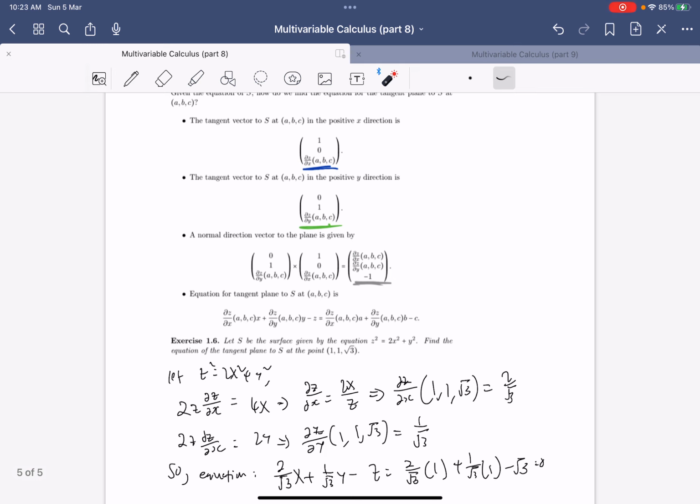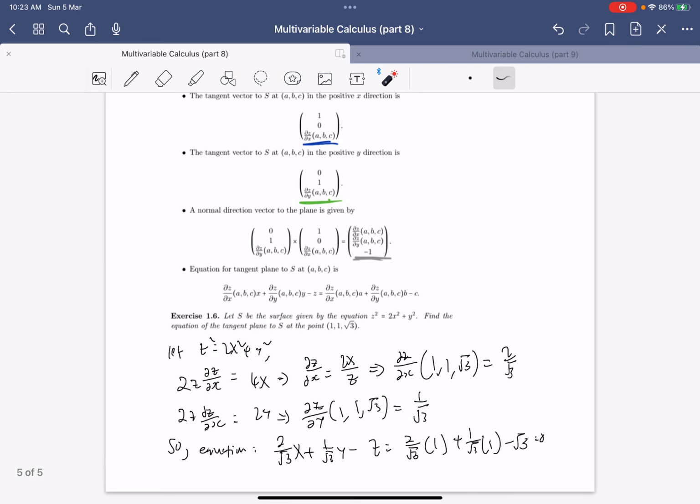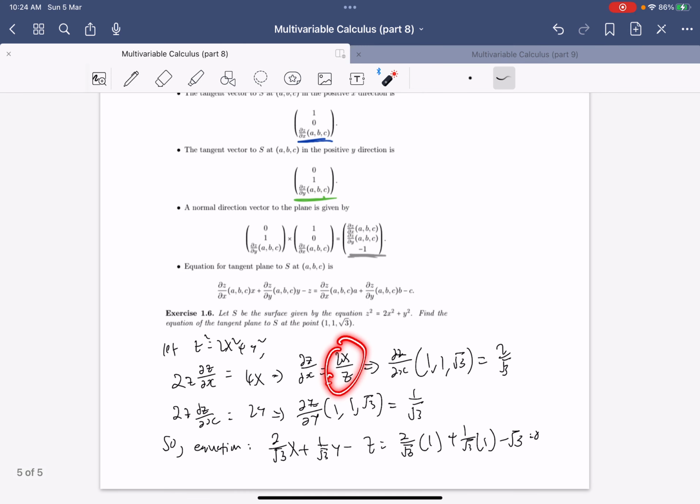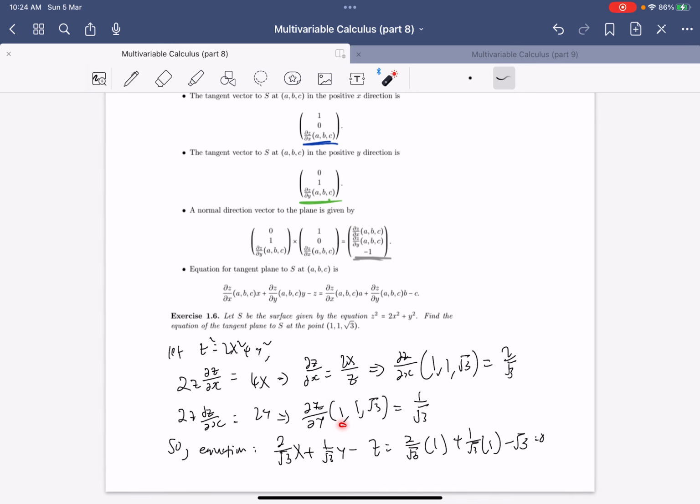But if we know implicit differentiation, now we are given a weird formula. Instead of letting z equal the square root of 2x squared plus y squared, we can just implicitly differentiate this equation by taking the operator of partial x. So we differentiate with respect to x and we get the following. Then you bring things over and you get dz/dx in terms of x and z. Partial z over partial x evaluated at (1, 1, square root 3) will just be 2 over square root 3. Similarly for y, you can do the same thing and you get that partial z over partial y evaluated at (1, 1, square root 3) is 1 over square root 3. And so the equation will be the following.